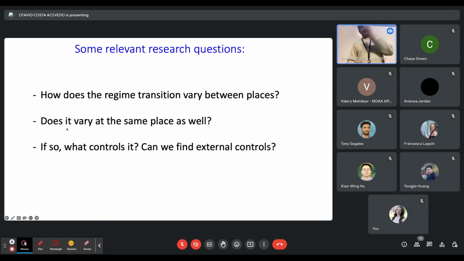Second, does it vary at the same place as well? In a given place, can you have the transition happening at 2 meters per second one night and the next night at 3 meters per second? Yes, you can. So what controls it? And can we find external controls? What do I mean by external controls?